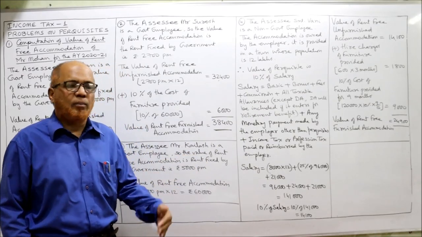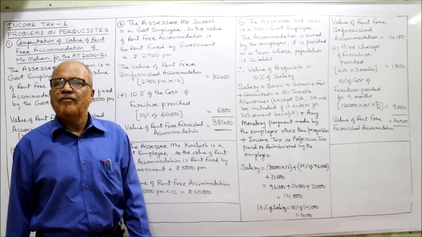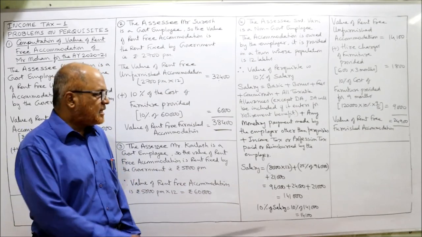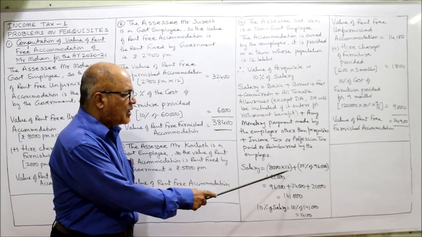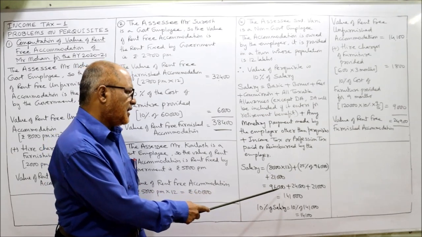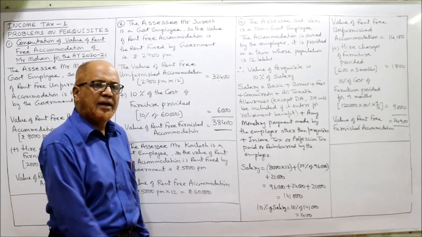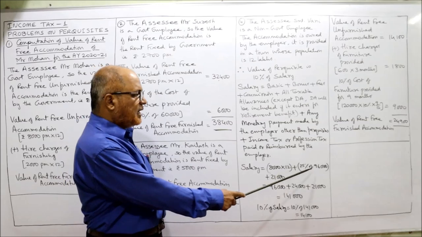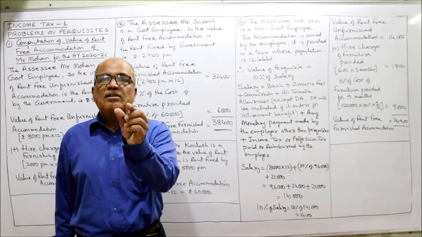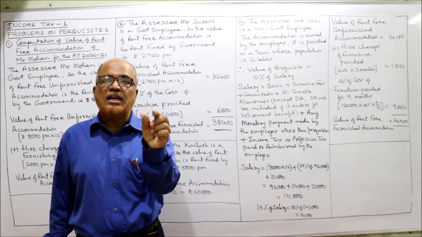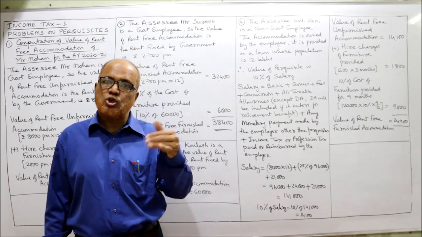Now in our problem, we don't have all these. We have only basic. Basic is given 8,000 per month. So 8,000 into 12, 96,000. Plus 25% of 96,000. It is given DA enters for retirement benefit.